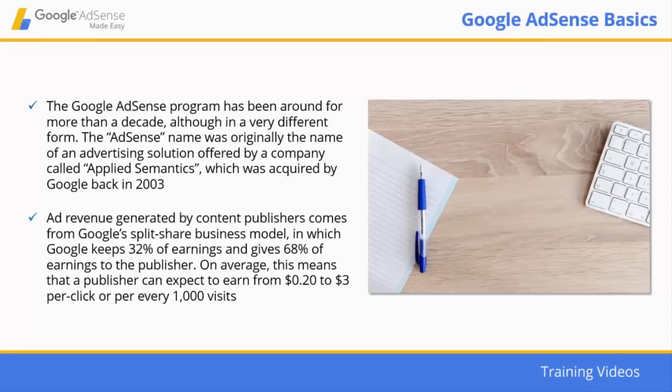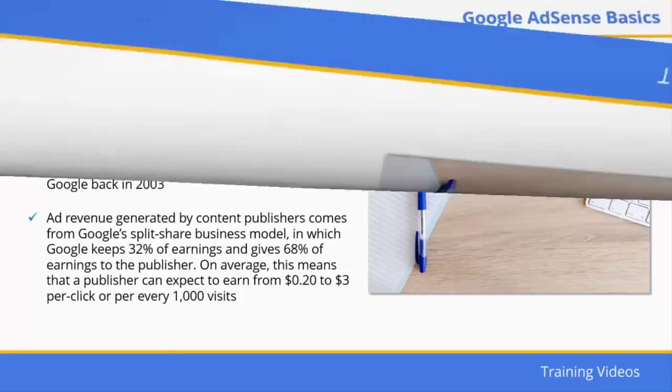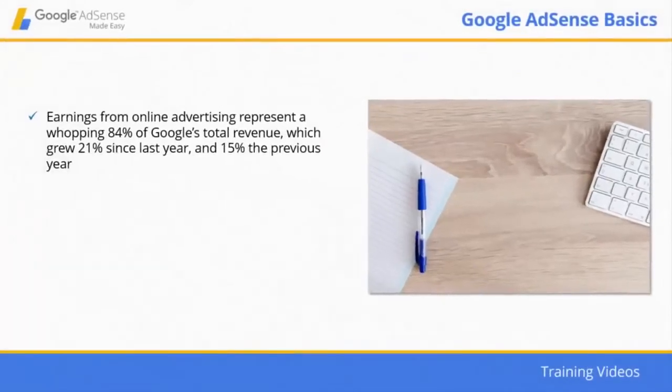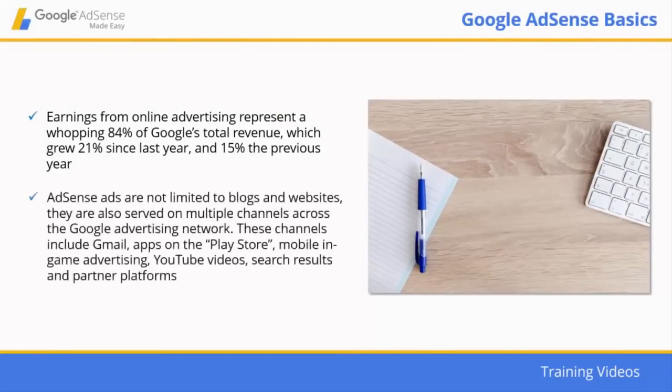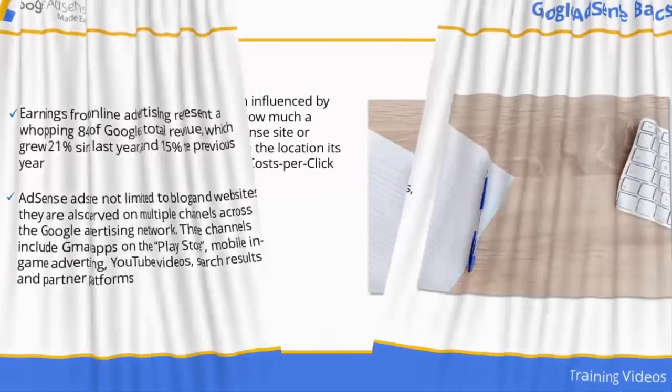On average, this means that a publisher can expect to earn from 20 cents to $3 per click or per every 1,000 visits. Earnings from online advertising represent a whopping 84% of Google's total revenue, which grew 21% since last year and 15% the previous year. AdSense ads are not limited to blogs and websites. They are also served on multiple channels across the Google advertising network. These channels include Gmail, apps on the Play Store, mobile in-game advertising, YouTube videos, search results, and partner platforms.